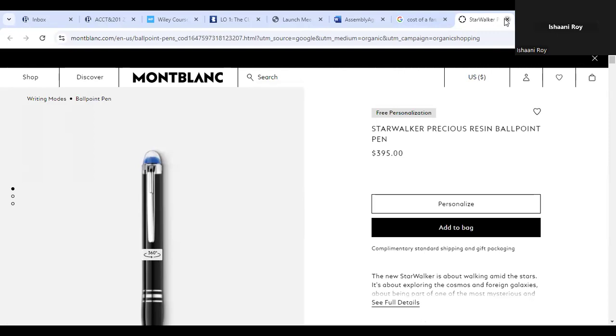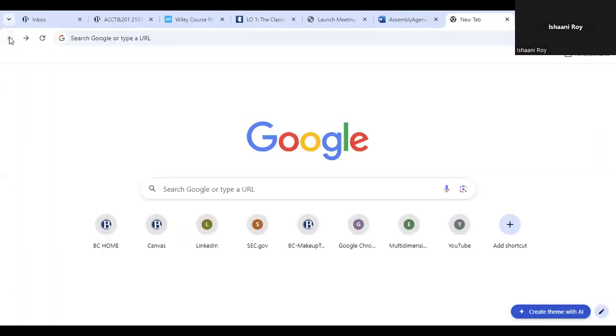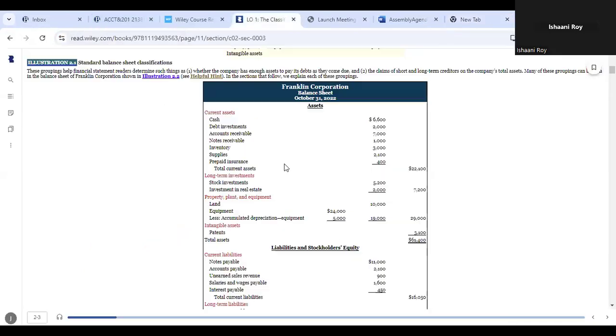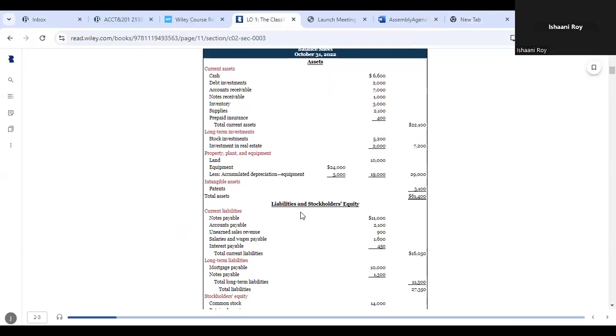My managers are using them and they keep using them for years and years and years. If it has a life of more than 1 year, that pen should be down here in property, plant, and equipment under equipment. But because I'm Microsoft, my criteria for putting something into property, plant, and equipment is it has to be at least $1,000, because it's not worth the trouble to track small items.